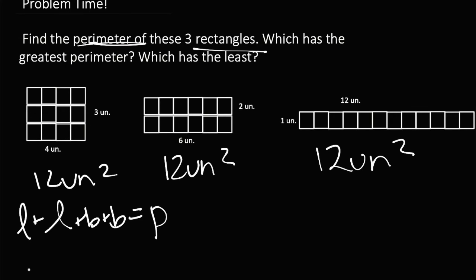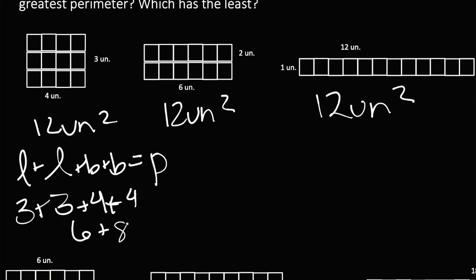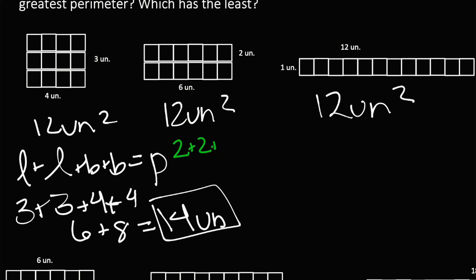So let's do it on this one. The perimeter is going to be 3 plus 3 plus 4 plus 4. 3 plus 3 is equal to 6, and 4 plus 4 is equal to 8. That equals a total of 14. So our perimeter is going to be 14 units. So let's do the next one. We know that we're going to do 2 plus 2 plus 6 plus 6. 2 plus 2 is 4, and 6 plus 6 is 12. 12 plus 4 is 16 units. Again, there's a difference.